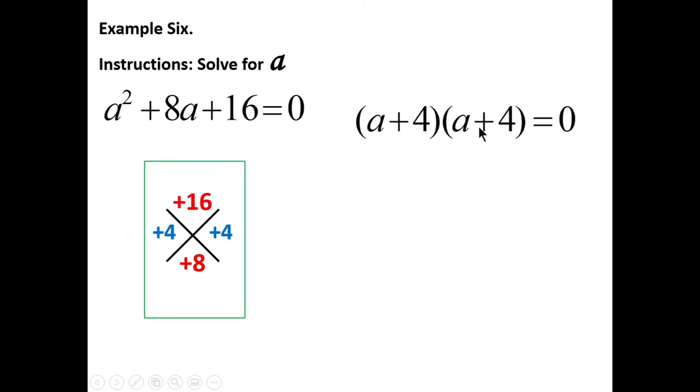Now notice this is a perfect square quadratic, right? These two terms that you're multiplying together are exactly the same. Okay, so in order to find out what A has to be to make this statement true, we're going to take them one at a time. What would make this term here 0? And then over here, what would make this factor 0? Because if either one of them is 0, it makes the whole thing 0. So that's the zero product property.